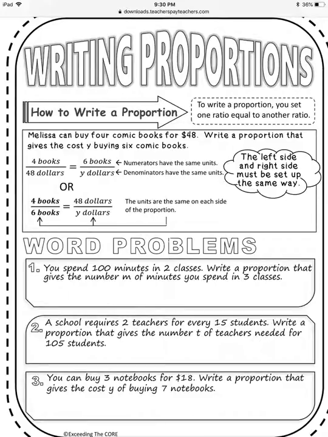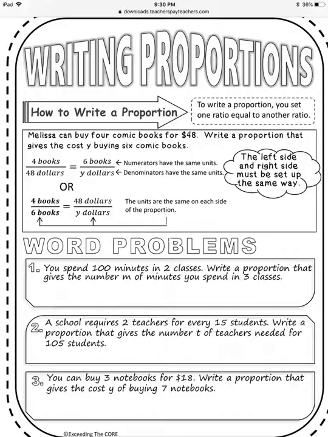So we know that she can buy 4 books for $48. So I write 4 books over $48. We know she wants to buy 6 books. Notice my numerators are both books, and notice I'm labeling them. My denominators now have to have the same units. So $48 goes across from Y dollars. I don't know how many dollars yet. The left side and the right side must be set up the same way. Books over dollars, books over dollars.